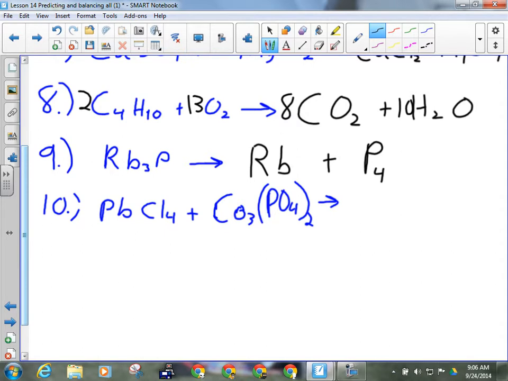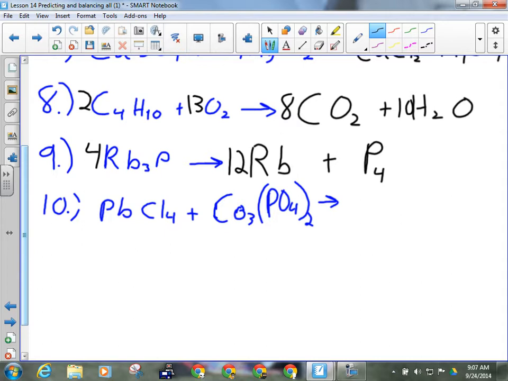All right? So I got 4 phosphorus over here. I should go over here and make sure that I have 4 phosphorus on this side. How many rubidium does that give me? 12. Okay? So don't let big numbers intimidate you. They're going to happen in reactions like that.